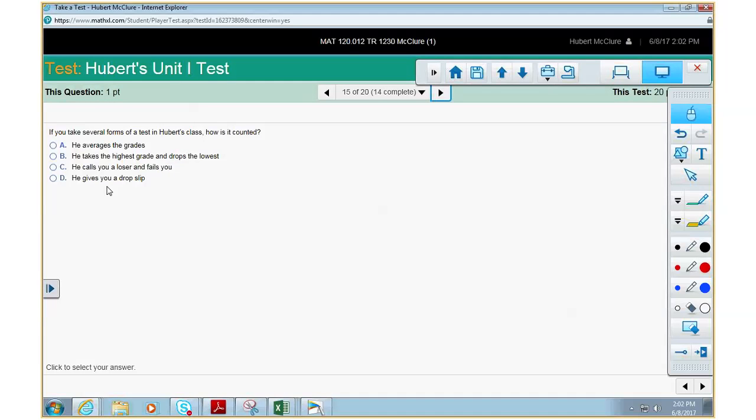If you take several forms of a test in Hubert's class, how is it counted? Because you will lose or fail. I will take that as an answer. That's been my experience. Okay. Have you noticed anything about these questions? There's only one answer. They're very difficult. Yeah, they're very difficult. When is the last day of class for this semester? D. I spelled it wrong. How about this one?